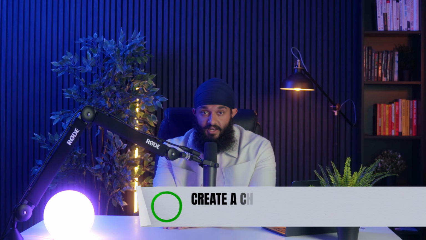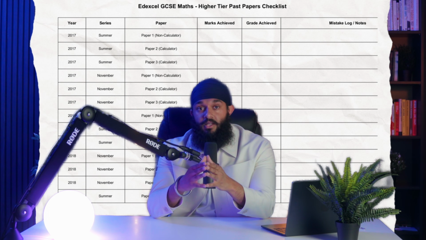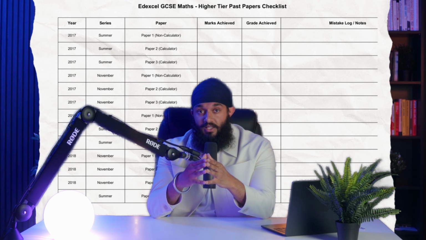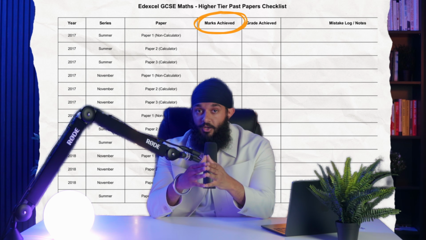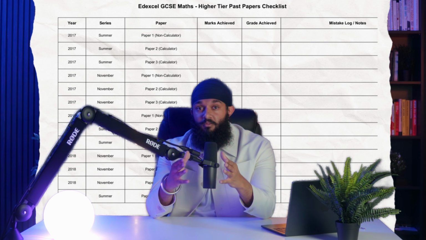Now, before starting past papers, what I want you to do is to create a checklist of every single exam paper available to you under your exam board. So for example, you would list out all of the papers like 2018 paper 1 and 2, and even the November papers as well. Now, once you've created this list, have a separate column for the mark you're achieving in each paper. This will make sure we can track your progress, but also make sure that we don't miss any paper out.